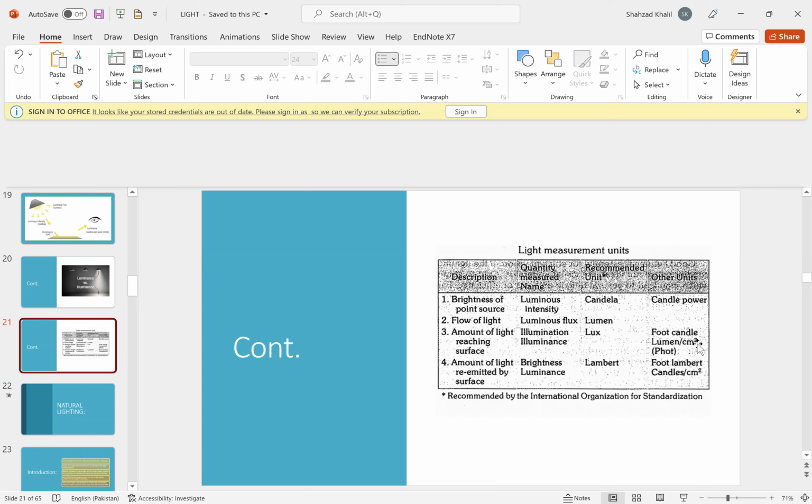And foot candle, lumen per centimeter square. Then the amount of light re-emitted by the surface, which is brightness or luminance, and its recommended unit is Lambert. And this is recommended by the International Organization for Standardization.